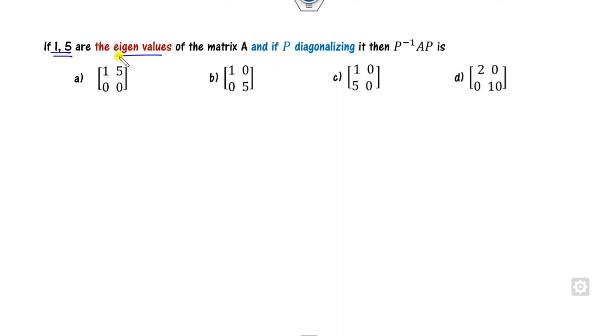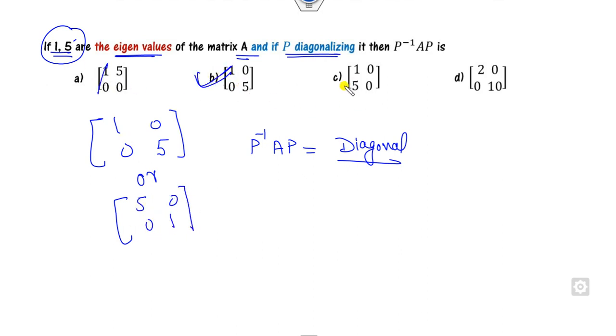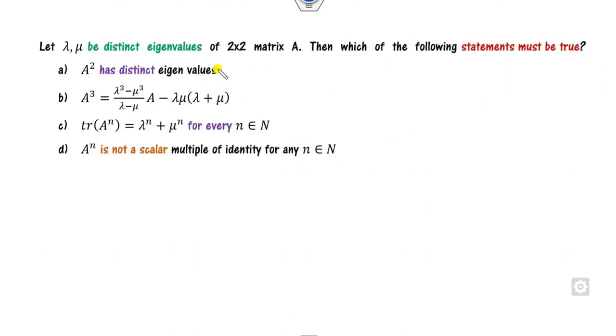1 and 5 are the eigenvalues here. P is the matrix such that P inverse A P is diagonal. So whenever there is a diagonalization, it will convert to the diagonal matrix. So what are the diagonal entries? 1, 5, 0, 0 or 5, 1, 0, 0. So that is the right answer. This option is cancelled. This is the correct option. This one is cancelled because this is equal to 2 times 1, 0, 0, 5, but we need only the diagonal entries. So the right answer is only B.